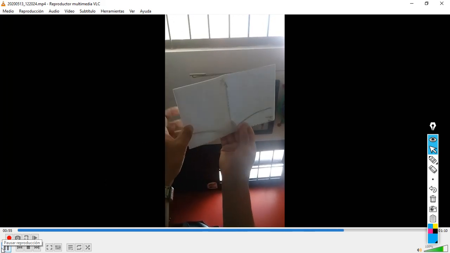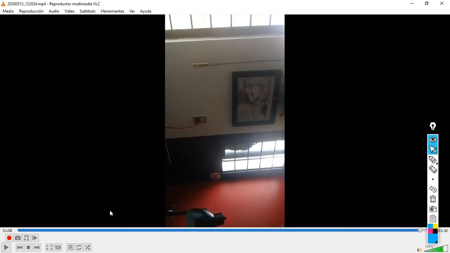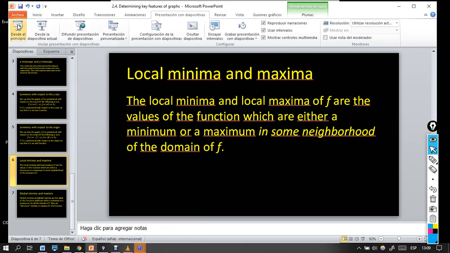Can you see? That is symmetry with respect to the origin. I'm going to do it again. First, we fold about the y-axis, done. Now about the x-axis, done. And they match. Can you see? That's what symmetry with respect to the origin means visually. Okay, let's go back to the presentation.